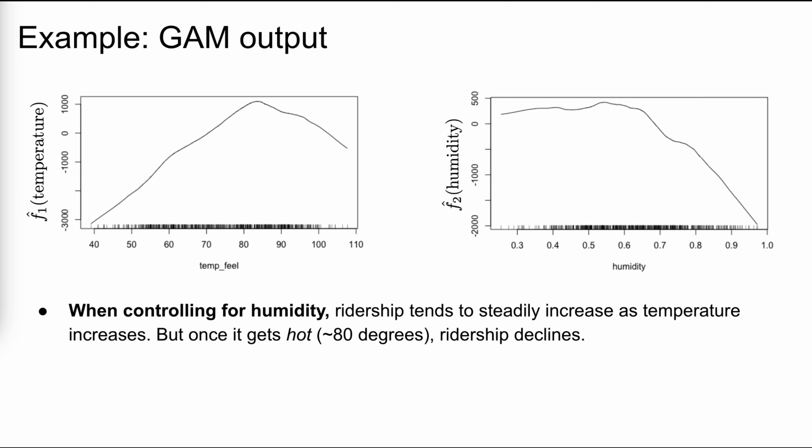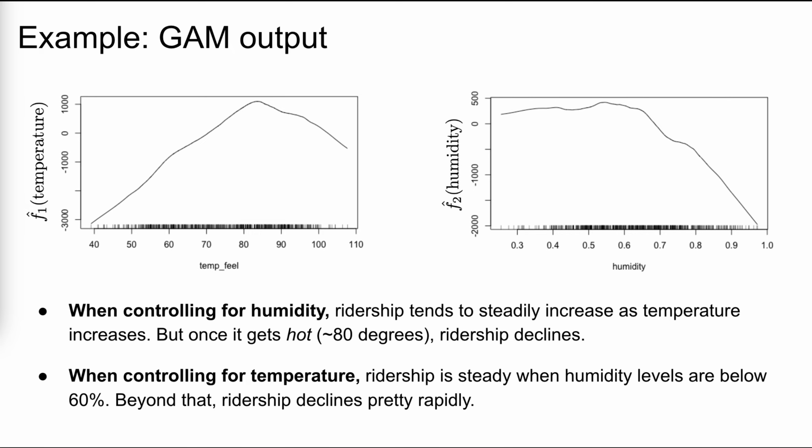For example, consider the plot related to temperature at left. The shape of this plot indicates that when controlling for humidity, ridership tends to steadily increase as temperature increases, but once it gets really hot, around 80 degrees, ridership steadily declines. The humidity plot at the right indicates that when controlling for temperature, ridership is pretty steady when humidity levels are below 60%. But beyond that, ridership starts to decline pretty rapidly. At this point, you might be experiencing déjà vu. We made similar observations at the beginning of this video for the more simple lowess models.